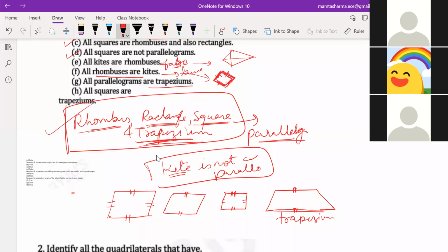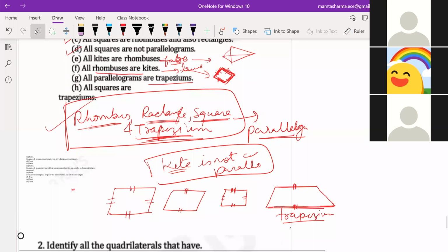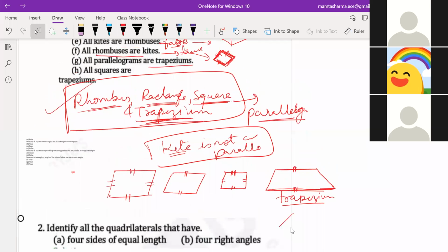Ma'am, is kite a trapezium? This is a trapezium. Ma'am, is that a kite? No, kite and trapezium, they both are different things. This is a trapezium and this one is a kite. Is rhombus a trapezium? The kite is not a trapezium. Ma'am, then is rhombus a trapezium?